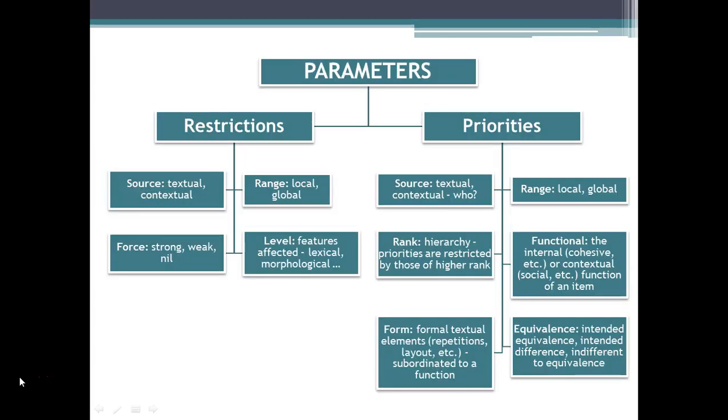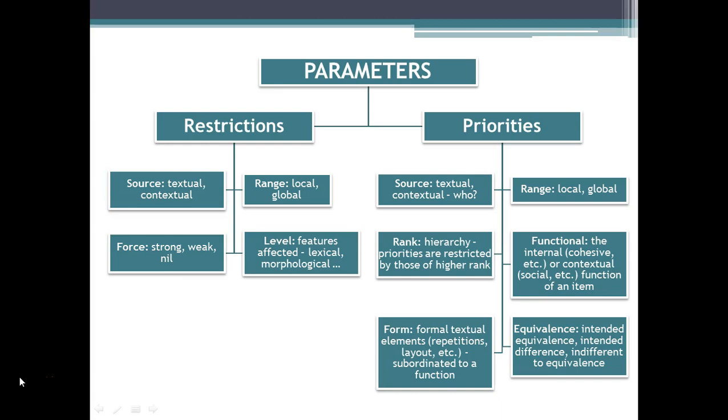They also have parameters. Restrictions and priorities share source and range as parameters. The source can be textual or contextual, and in the case of priorities, also who has established this issue as a priority. The range refers to if the restriction or priority affects the text locally, just a section, or globally, the whole text. As for restrictions, they have force.